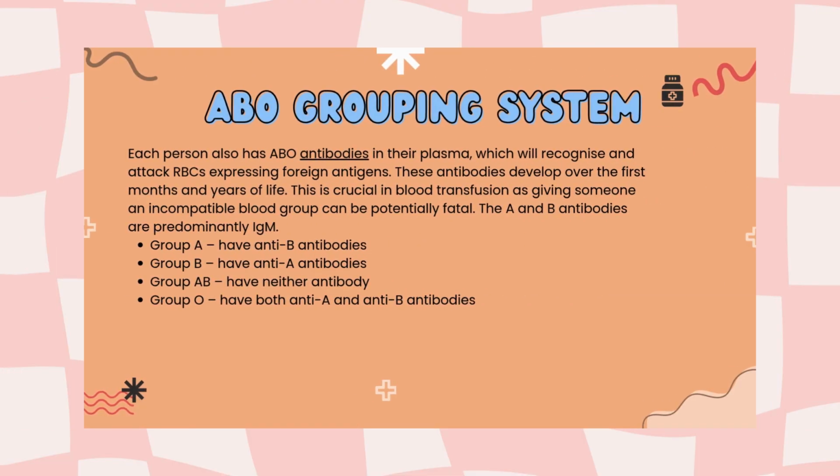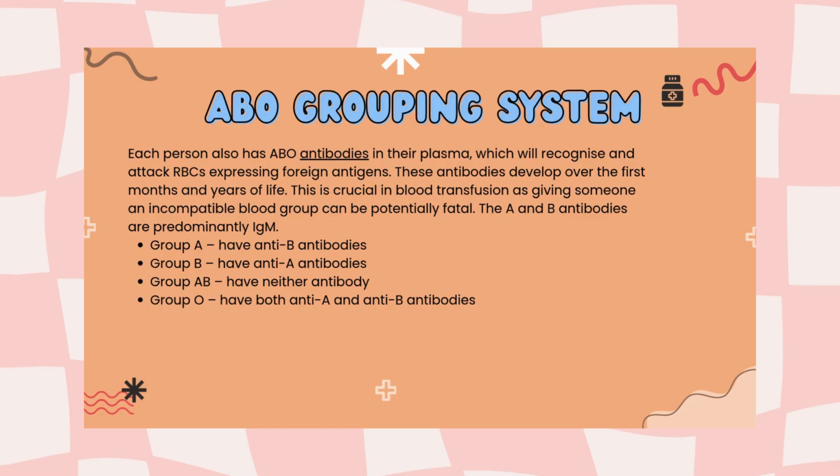Each person also has ABO antibodies in their plasma, which will recognize and attack RBCs expressing foreign antigens. These antibodies develop over the first months and years of life. This is crucial in blood transfusion as giving someone an incompatible blood group can be potentially fatal. The A and B antibodies are predominantly IgM.